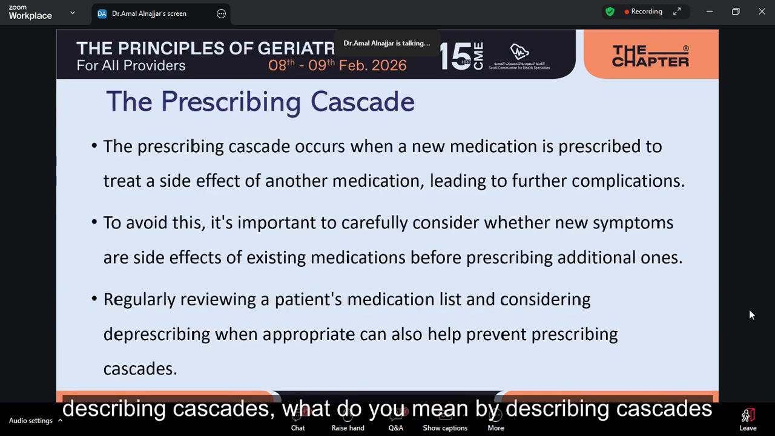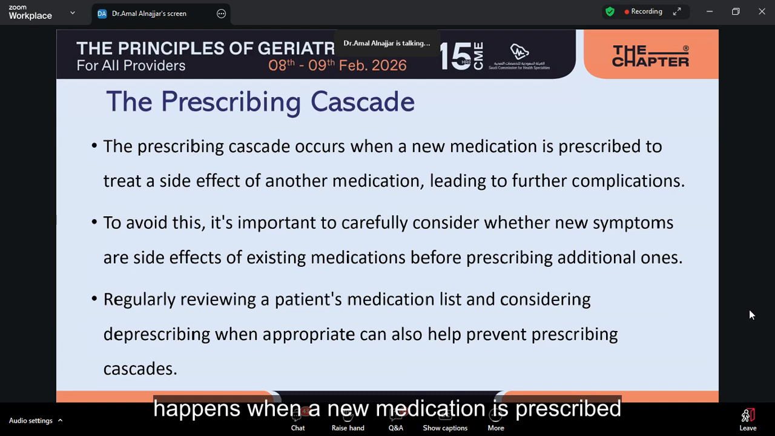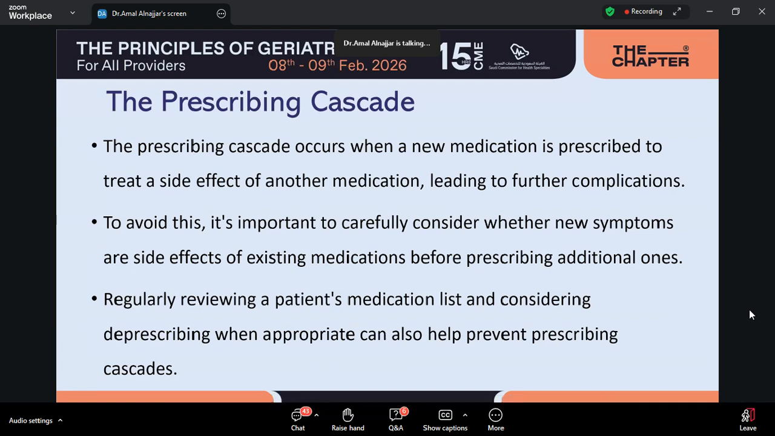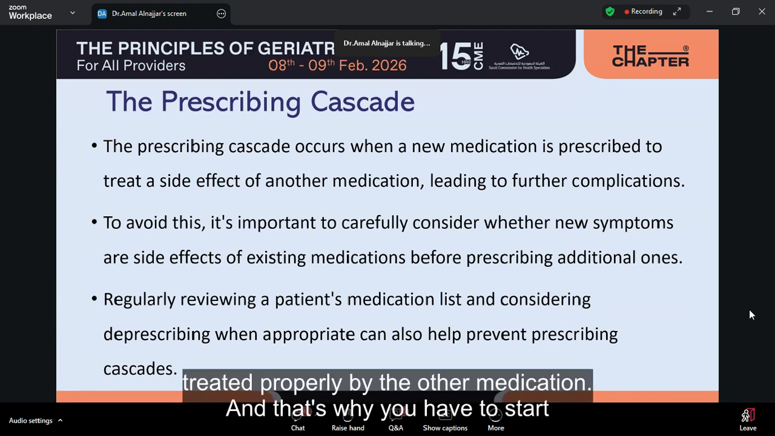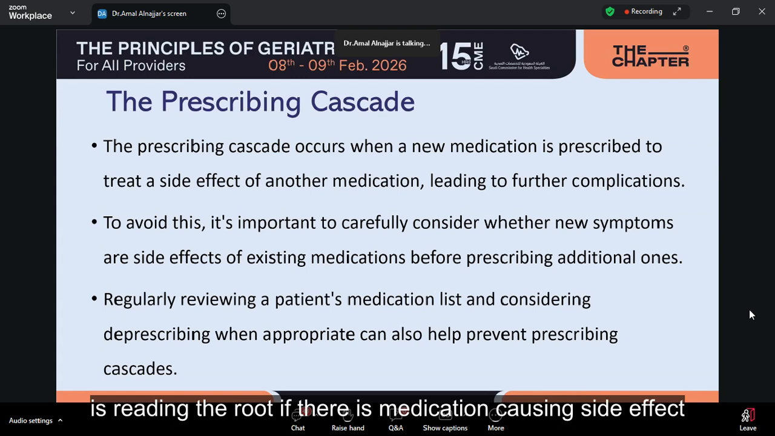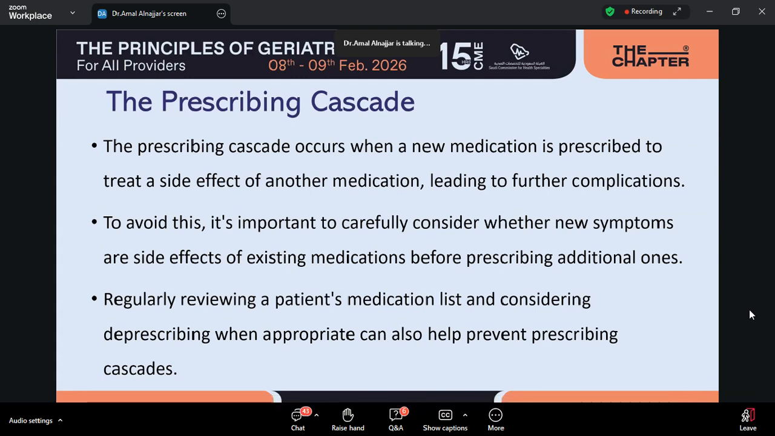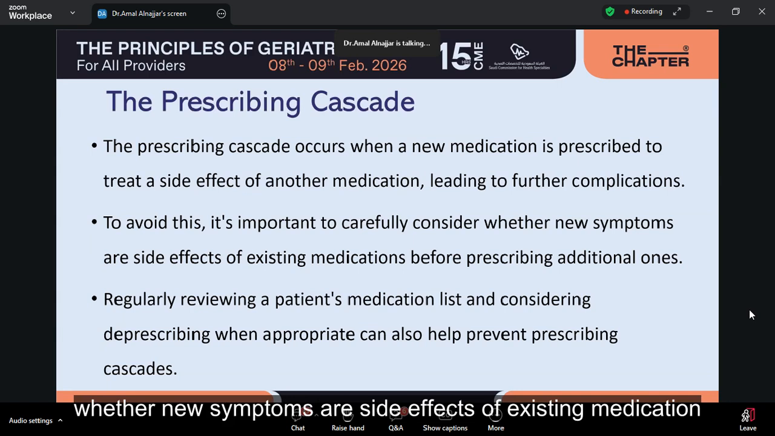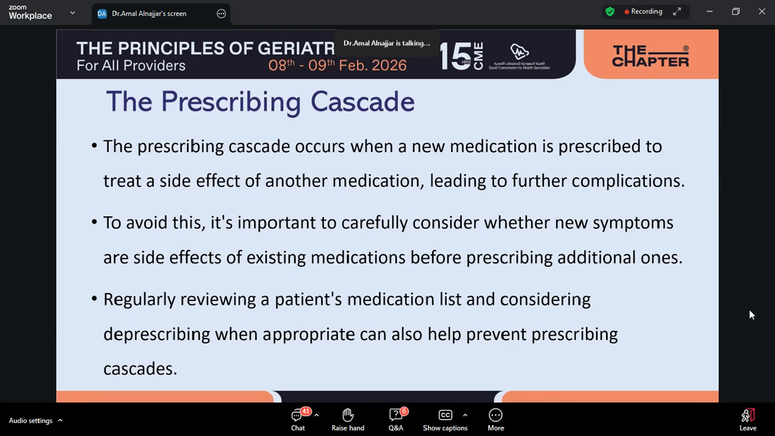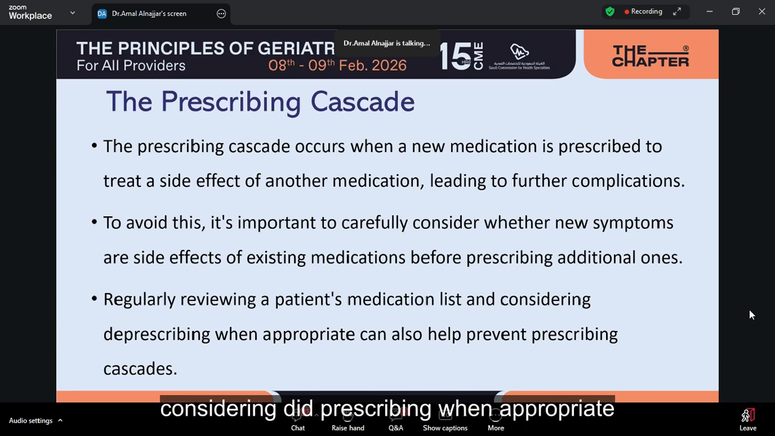The prescribing cascade. What do you mean by prescribing cascade? A prescribing cascade happens when a new medication is prescribed to treat a side effect of another medication. And be sure that usually the side effect of one medication is not treated properly by another medication. That's why you have to start treating the root. If a medication is causing a side effect, try to find another medication without these side effects. To avoid this, it's important to carefully consider whether new symptoms are side effects of existing medication before prescribing an additional one. Regularly reviewing the patient's medication list and considering deprescribing when appropriate can help significantly in preventing this cascade.